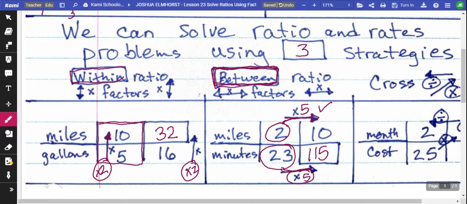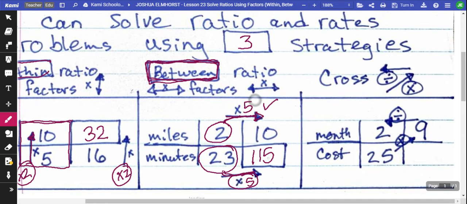Option 1, you look up and down. Look for a factor. Option 2, you look left and right. Look for a factor. Now, if you don't see within or between factors, this will always work. You go to option 3, cross products. The way ratios work is if you look at the first ratio that's given and you go diagonally to the second ratio, if you circle them diagonally and multiply those 2 numbers, 25 times 9, that's going to give you 225.